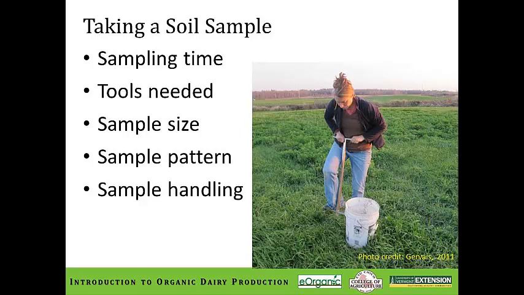Most people choose to walk in a W or an M pattern or some type of zigzag pattern across the field to make sure that you're covering most of the areas in that field. You put each of the soil cores into a plastic bucket and mix the soil in the bucket and take a sample and send that sample to a soil test lab that is appropriate for your region.